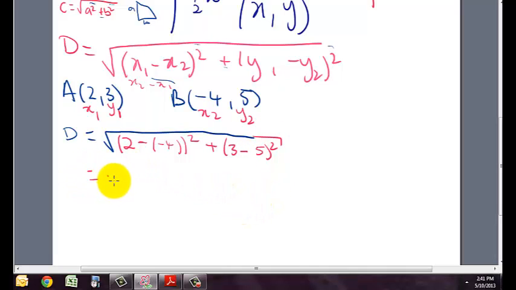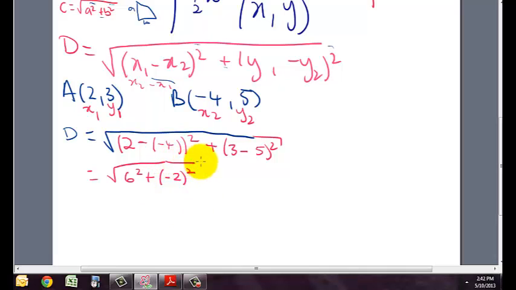Leave the square root for a second. Just leave the square root. 2 take away 4. Well, that becomes plus. 2 plus 4 is 6. So that's just 6 squared plus. 3 take away 5 is minus 2. But that's minus 2 all squared. So please be careful with that.